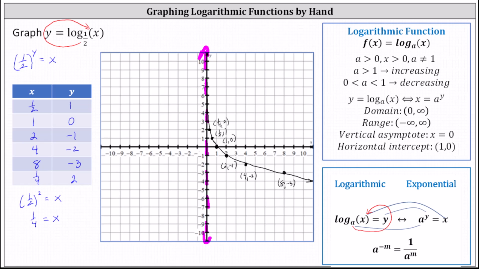The domain is the open interval from 0 to infinity. The range is the open interval from negative infinity to positive infinity. The vertical asymptote, which we discovered, is x equals 0, which is the y-axis. And the horizontal intercept is 1, 0, which we can verify from our graph, this point here.